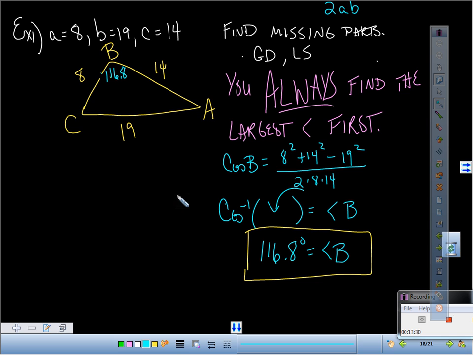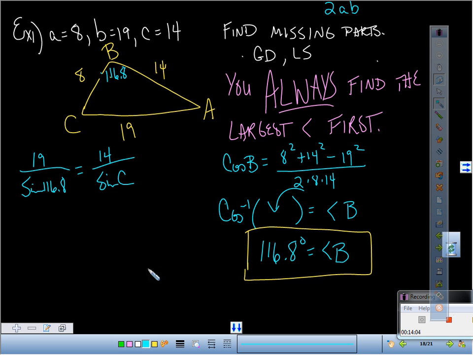All right, 116.8. Now, what am I going to do? Yes, y'all, I'm doing law of sines now. I got a pair, so don't you think law of sines is easier than this? I mean, you don't have to. You can do whatever you want to. But I'm going to go 19 is to the sine of 116.8 as, who do you want to find next? C. So I'm going to say as 14 is to the sine of C.